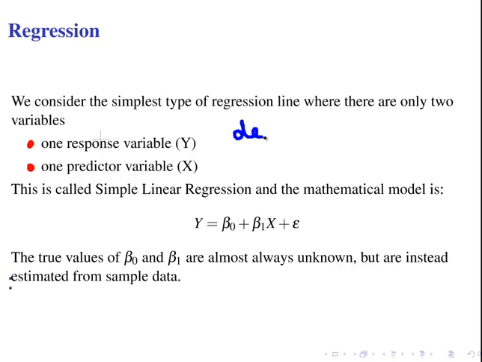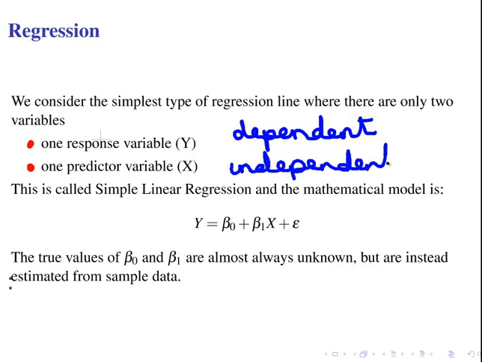Just as a remark, they're also called the dependent variable and independent variable, and I might use those interchangeably, in fact I probably will, just to put you on your toes a bit. This is called simple linear regression, an important little definition: one predictor variable, one response variable.